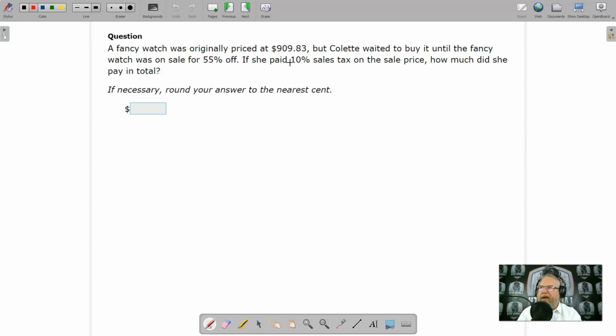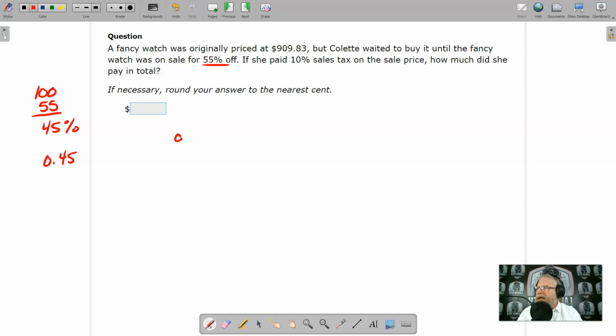So before we can figure out the 10% sales tax, we need to determine what she was paying for the watch. In this case, they're taking 55% off. So again, let's think about how much are we keeping. 100 minus 55 is 45. So we're going to actually get 45% of the original cost, and as a decimal, that's 0.45.